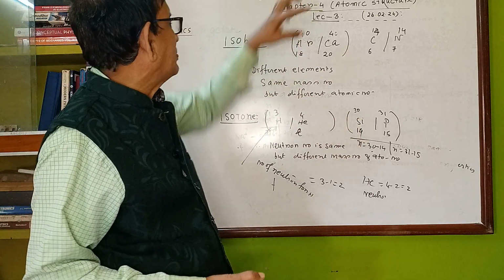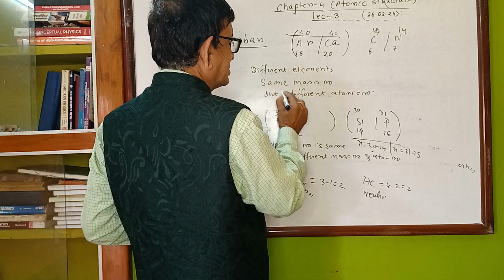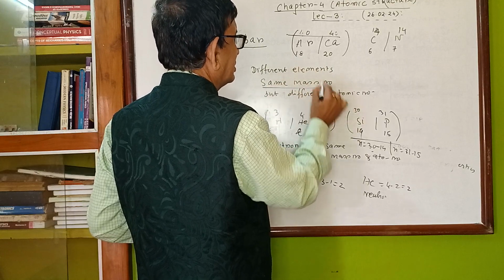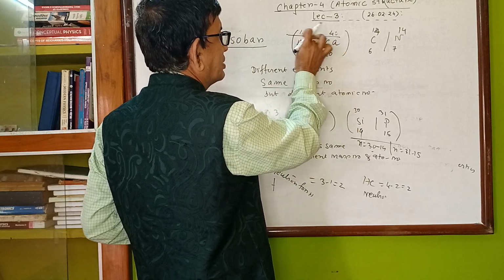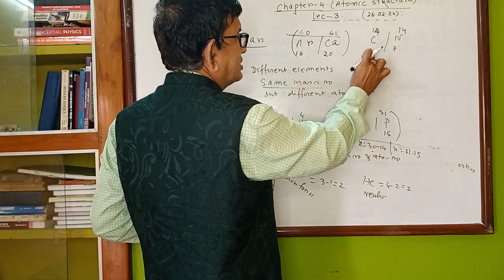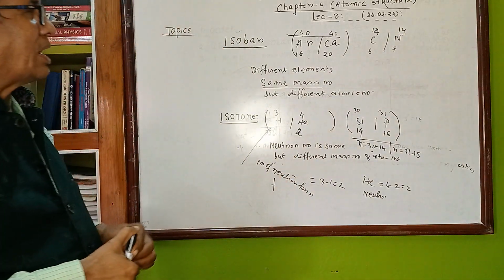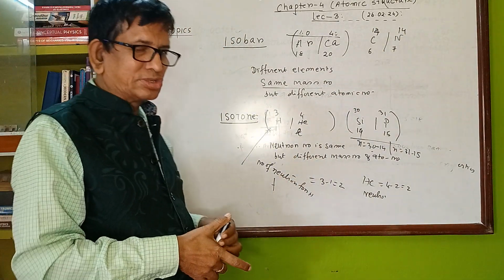In the first case, isobar, mass number is the same. You see, argon and calcium 40 and 40, but their atomic numbers are different, 18 and 20. Carbon 6 and nitrogen 7, but mass number the same, 14 and 14. So this is isobar. This is isotone.